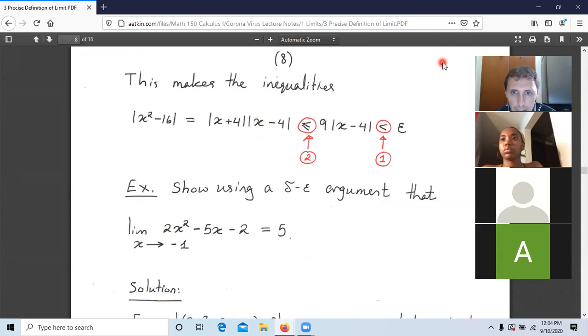So Ibad, you have |x minus 4| in absolute value. It's always less than 1 in the previous problem, right? That's what we decided, because we decided the delta to be short.